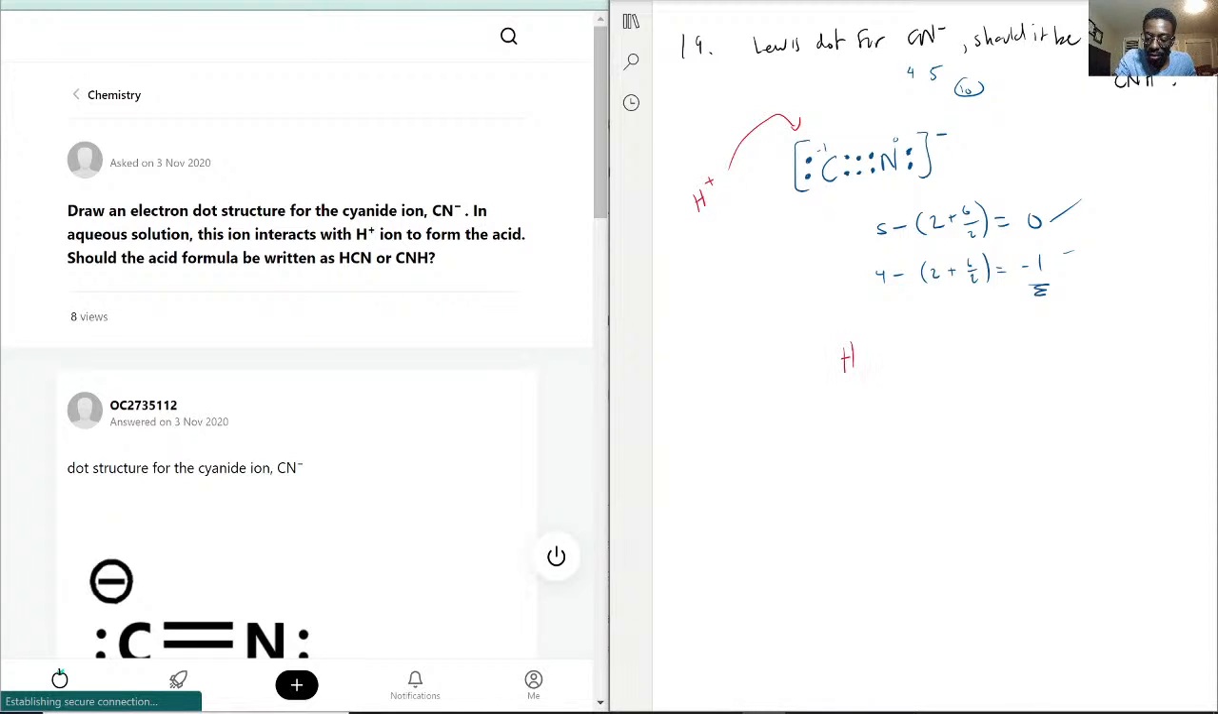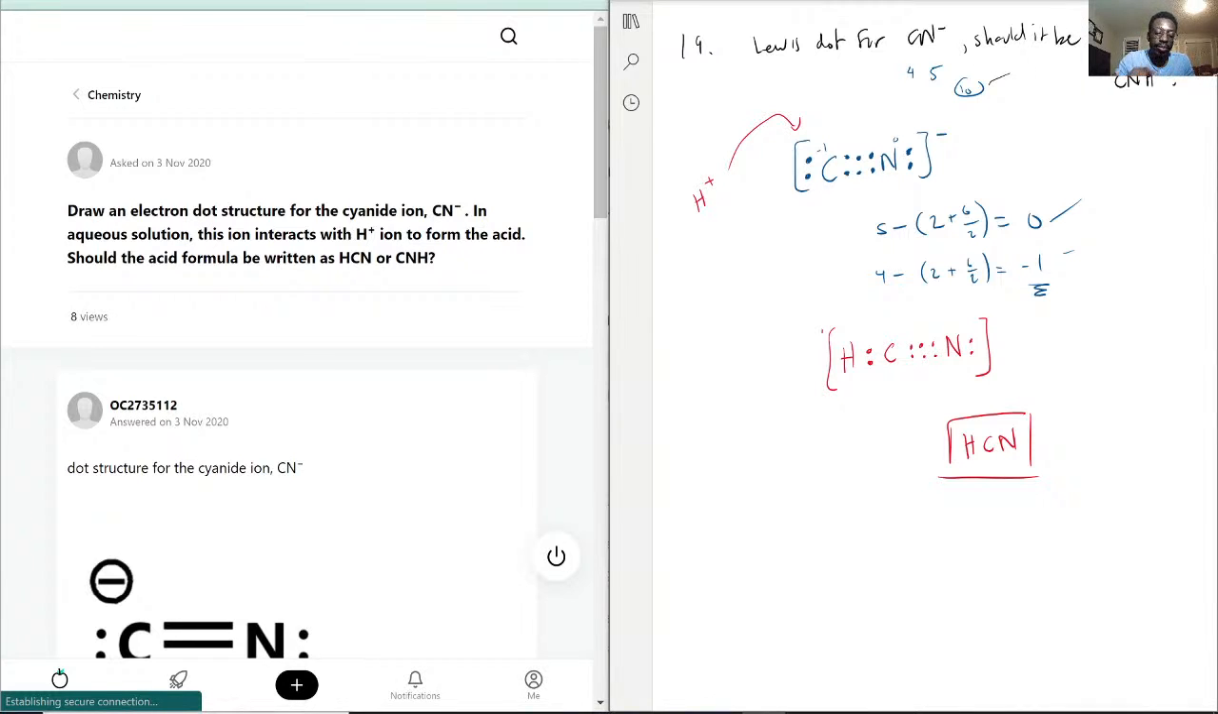So you would have H bonded there to C, and then the triple bond and the N. This would be HCN. And should it be HCN or CNH? It should be HCN. That is correct. And just to make sure we have the same amount of electrons in the first part, 2, 4, 6, 8, 10. Exactly, so that one's correct.